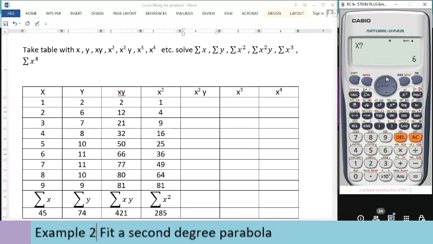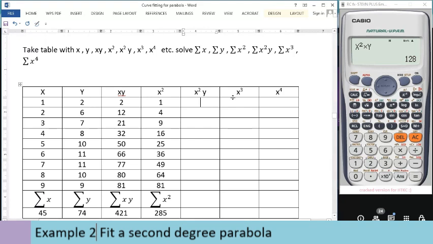X is 1, y is 2. We'll get 2. Again press calci. X is 2, y is 6. We'll get 24. Press calci. 3, 7, 63. Okay. Press calci. 4, 8. Okay, 128. So like this you can calculate all the values of x square y.